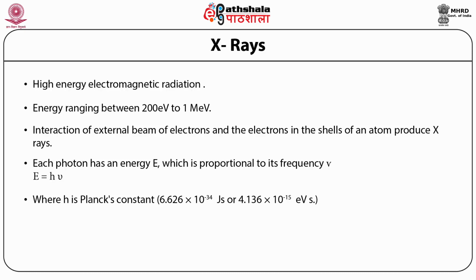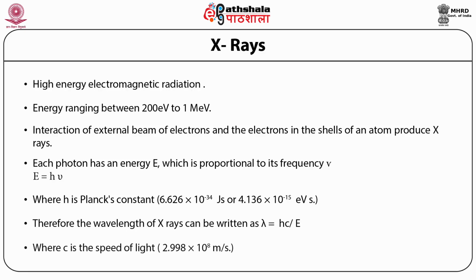Also, frequency is related to the wavelength lambda. Therefore, the wavelength of X-rays can be written as lambda is equal to hc by E, where c is the speed of light and its value is 2.998 into 10 raised to the power 8 meters per second.